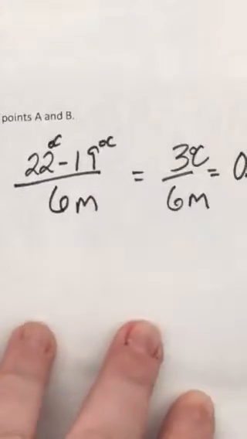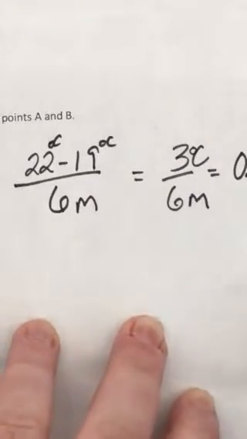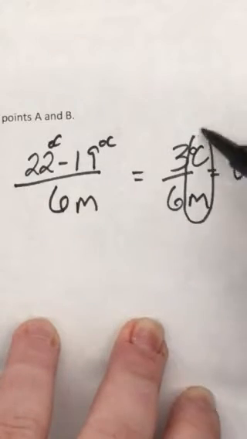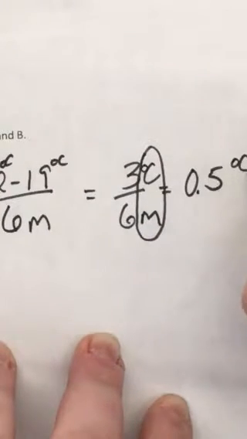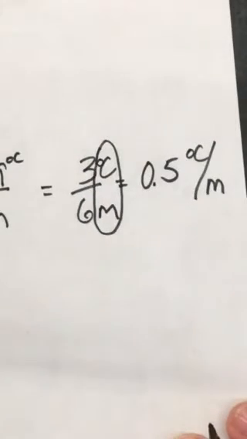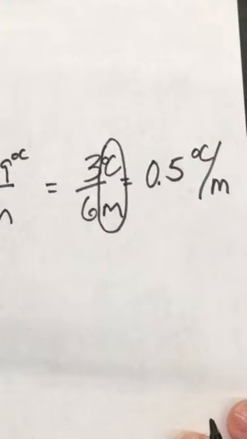So 3 divided by 6 is 0.5. The units are just whatever the units on the top were, divided by whatever units on the bottom were. So 0.5 degrees Celsius per meter. So that means for every meter that you walk, it's a 0.5 degrees Celsius change.